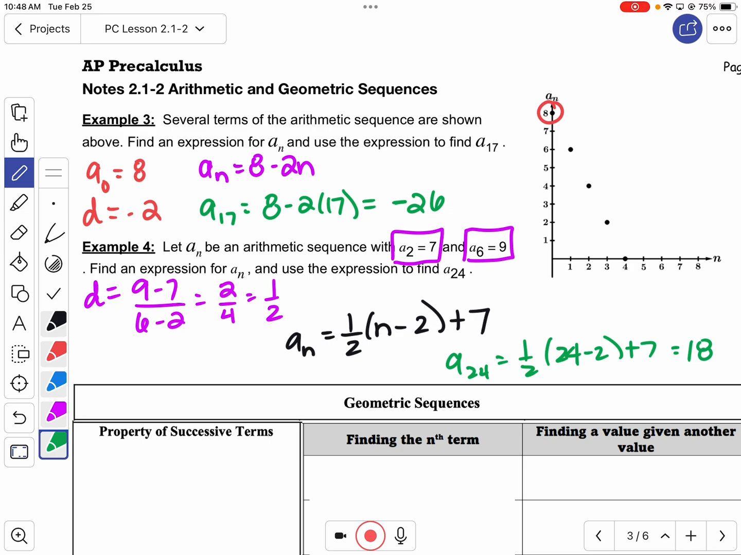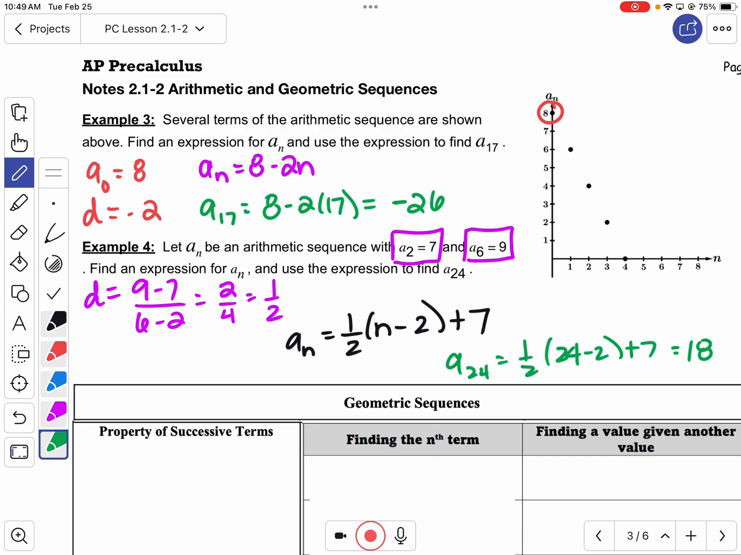Slope is the difference. N is my x. Y is that term that we have. What questions do you have about arithmetic sequences? All right, let's move on to geometric.